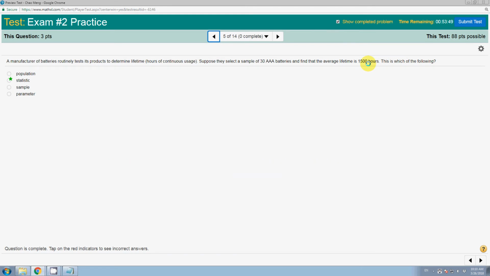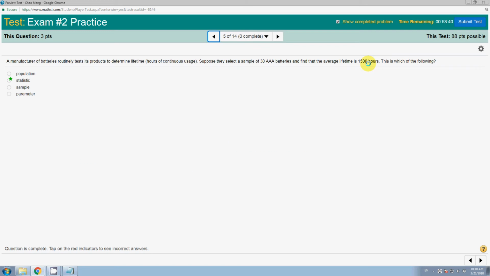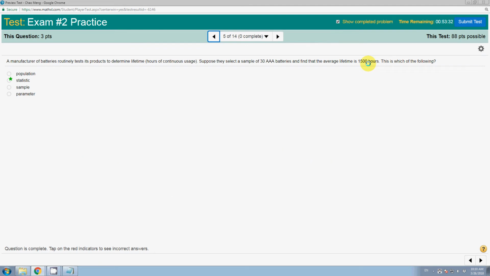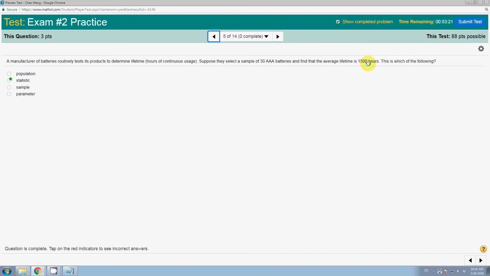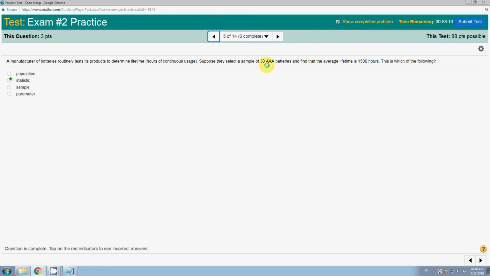We learned two terminologies. One is called population parameter, the other one is sample statistic. So we collect a sample first and then we calculate a value, and that is called a sample statistic. And we use this statistic to estimate the population parameter. So statistic is the value that we get from the sample. In this question, 1500 hours is from a sample of 30 batteries. So that's a statistic.